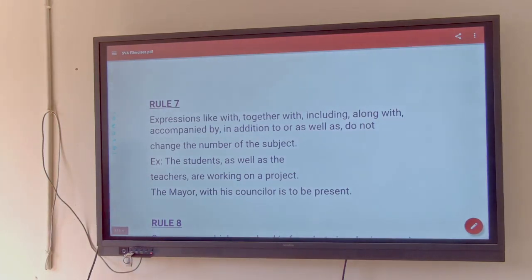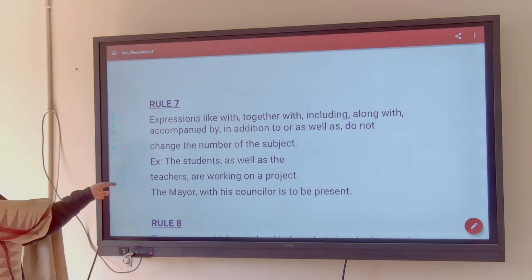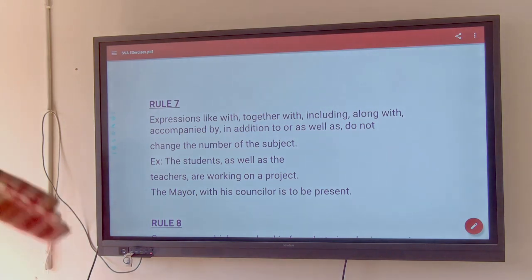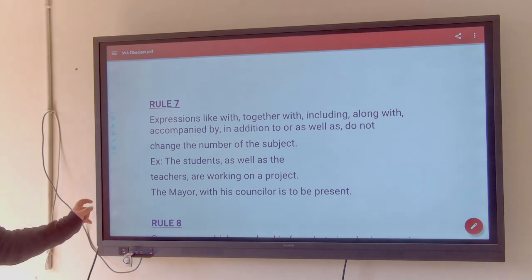Expressions like with, together with, including, along with, accompanied by, all these change the number, and depending on the people, we consider that singular or plural. Example, the students, comma, here students are plural, as well as the teachers. So here the subject is plural, so we are using are, which is a plural verb.